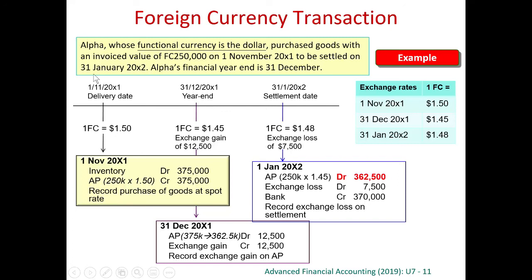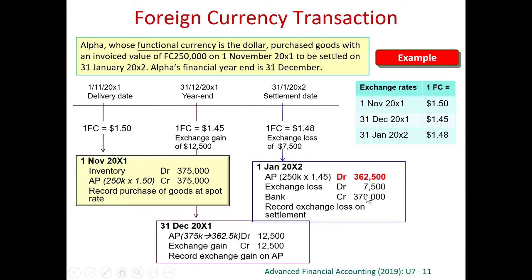Later, when we settle this accounts payable on 31st of January 2002, on that day the exchange rate becomes 1.48. So 1.48 times 250,000 is a little bit more than 362,500. It is $370,000. Therefore, on 31st of January, you really have to bring $370,000 from the bank. So you credit bank $370,000.